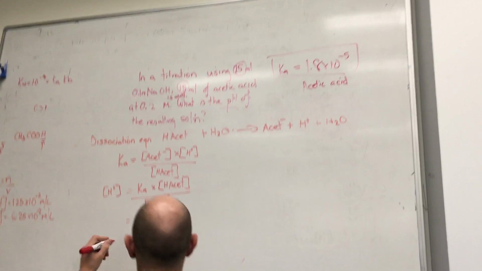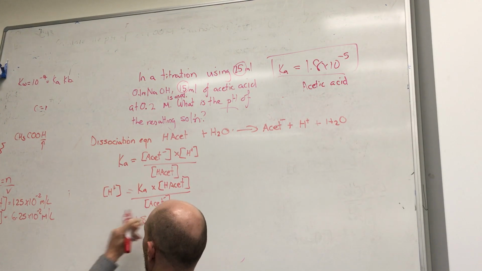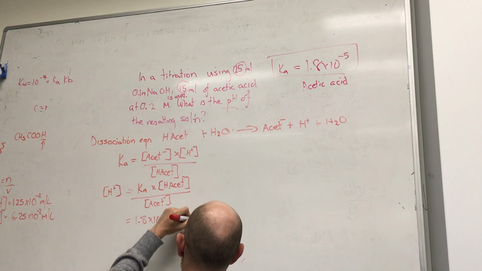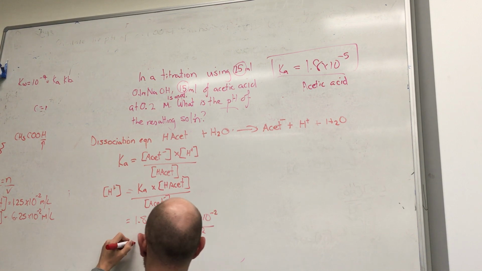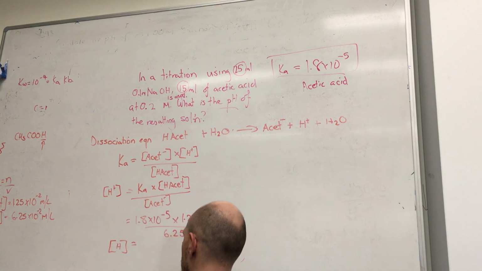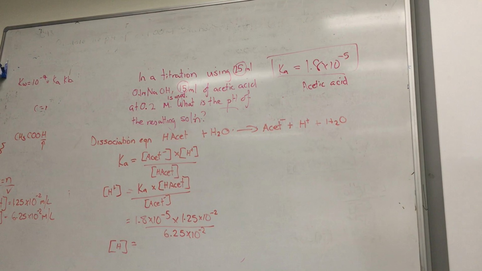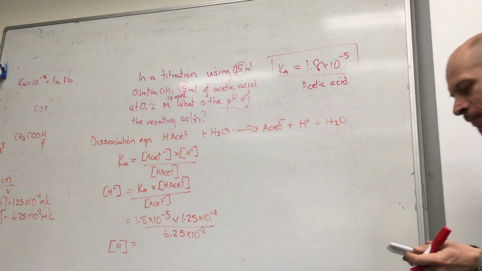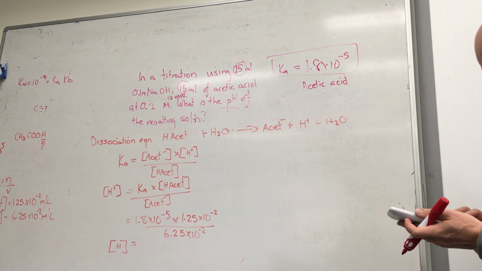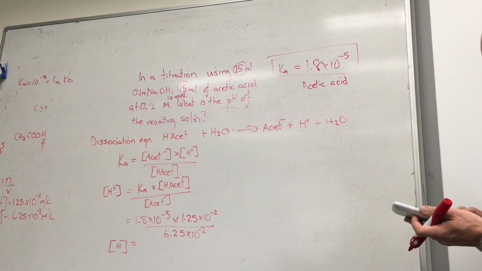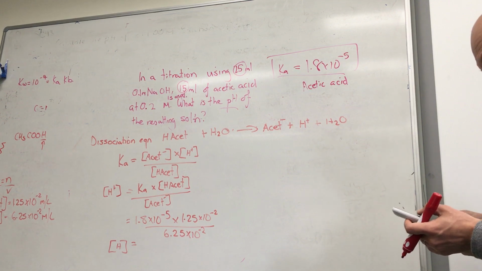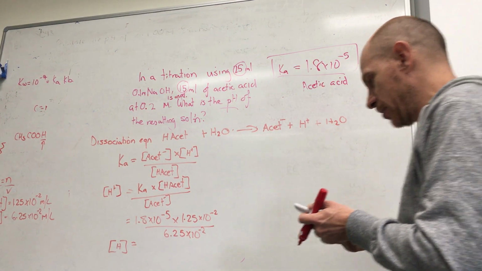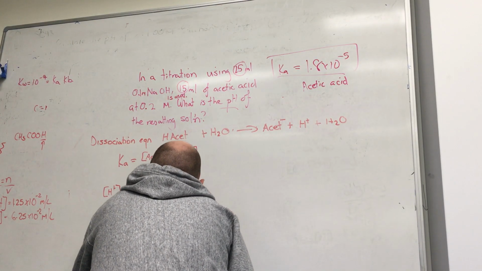Okay, so then we substitute in our values. We say 1.8 times 10 to the minus 5, multiplied by 1.25 times 10 to the minus 2, all over 6.25 times 10 to the minus 2, is going to give us our concentration of hydrogen ions. And if we substitute that into our calculators, that gives us 3.6 times 10 to the minus 6.